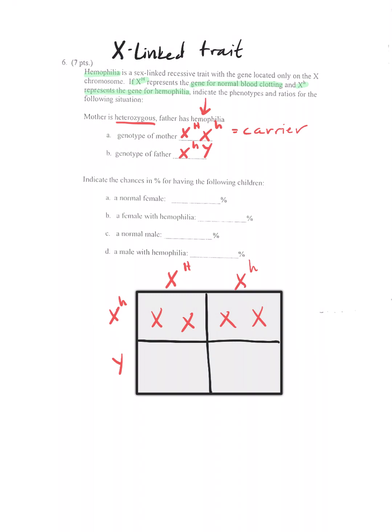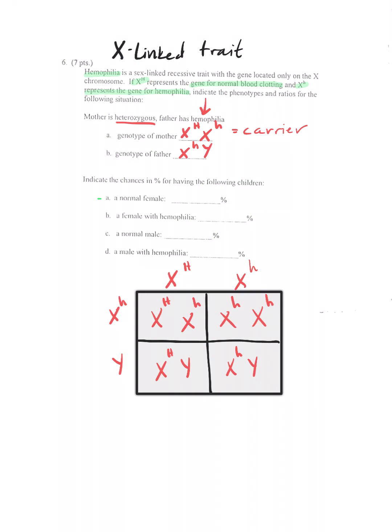And we have one box that has X^H X^h. We have one box with X^h X^h. And then we have one box that's X^H with a Y, and then X^h with a Y. What this is going to give us is our results.